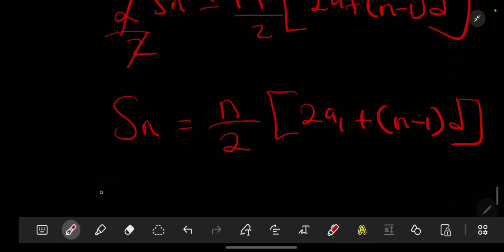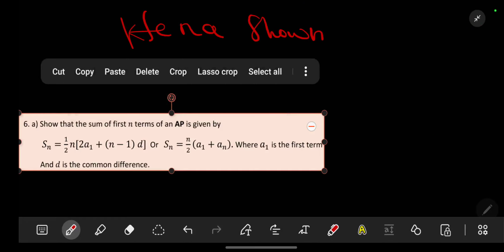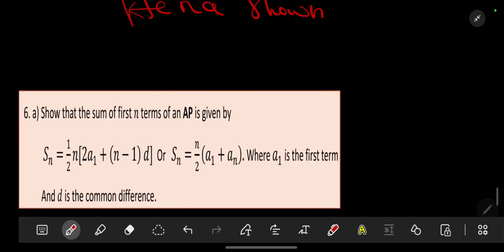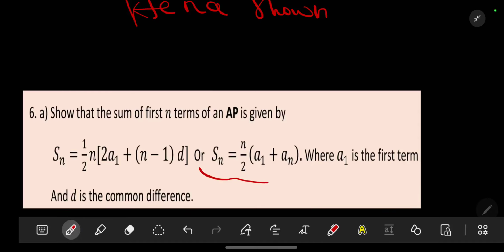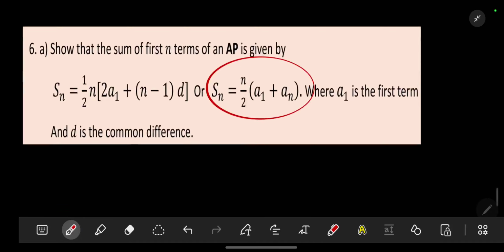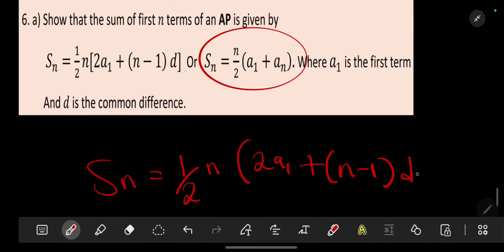So this is hence shown. So we have shown that. Now they also want us to show this. So we are just going to show both, or show this. So how do you show this? You have found that your Sn should be equal to n over 2. In this case, they want the half to show. So we have half of n. Then we have our 2a1 plus our n minus 1 times our d.